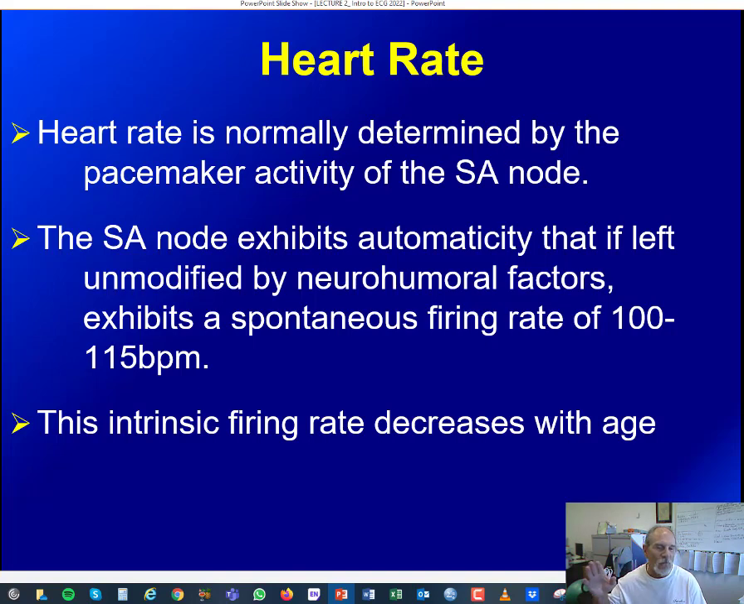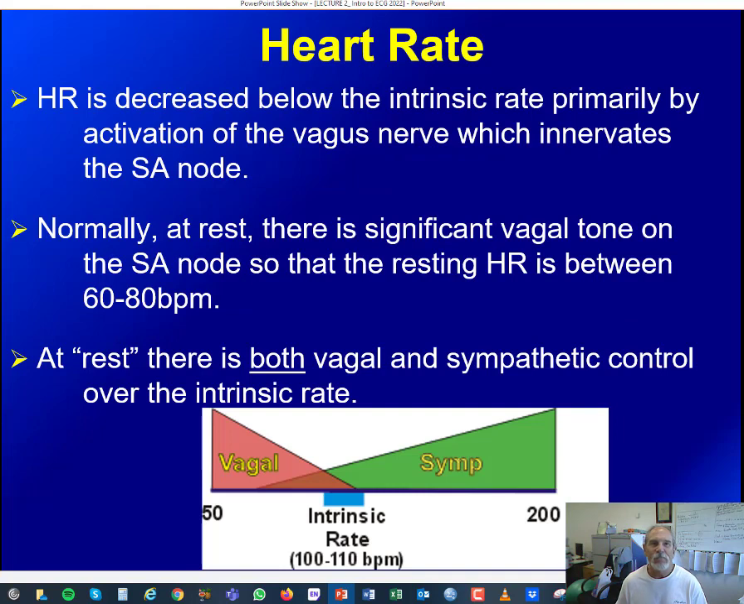As you get older, that firing rate decreases with age. Now, heart rate is decreased below that intrinsic rate by the vagus nerve, because that innervates the SA node. For example, you can actually do massages in emergency. They'll do that if somebody's tachycardic, rubbing bilaterally, rubbing the vagal nerve, and that can slow the heart rate down.